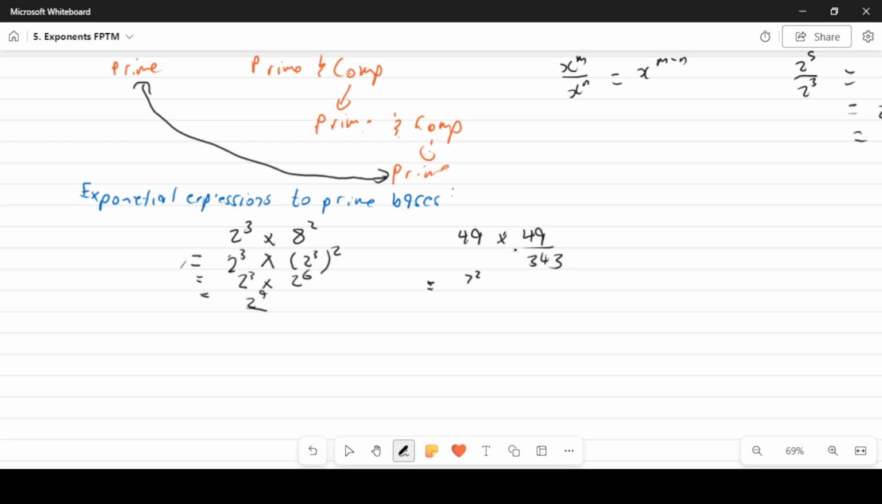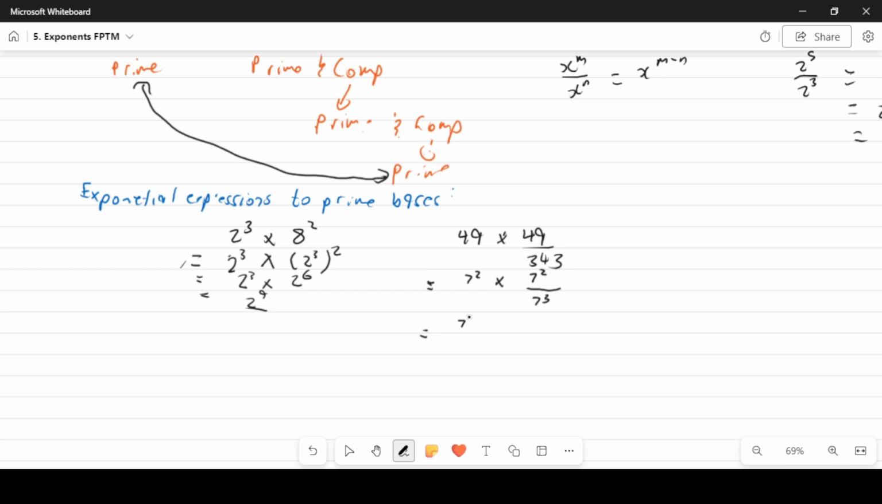Remember, I am not changing the question, I am re-expressing it. 49 can be 7 squared again, and 343 will be 7 cubed. Right, so it'll be 7 cubed. Again, see here, the quotient rule, but we're also talking about the what? The negative exponents rule, because we have a bigger exponent in the denominator.